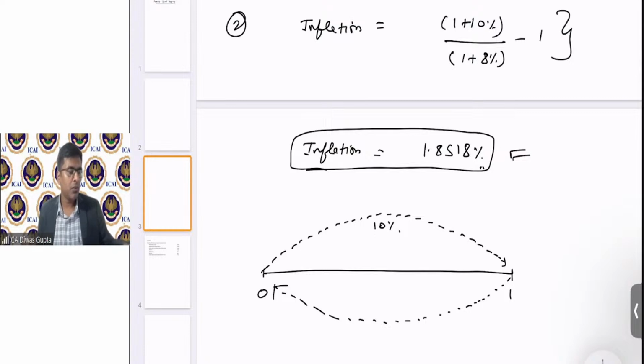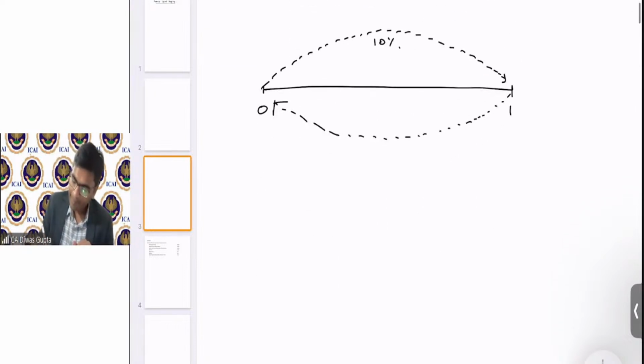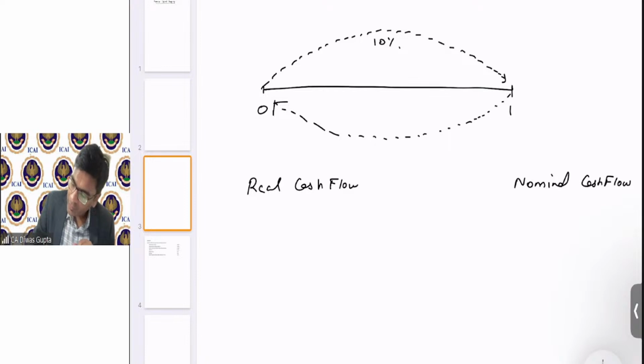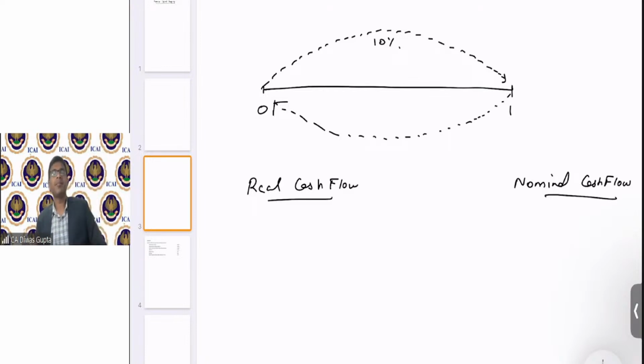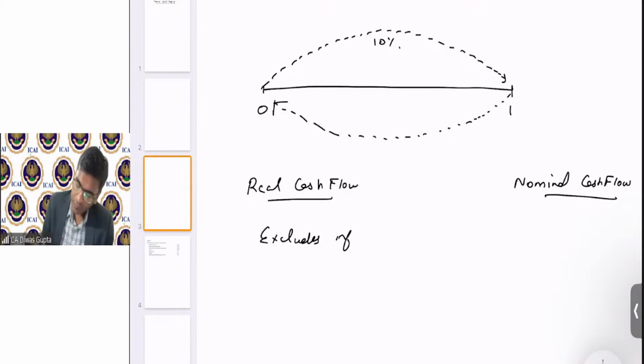Now, if you think it from a cash flow perspective, till now we have discussed interest rates, right? Real rate, nominal rate. If you talk about real cash flow, nominal cash flow, the concept remains same. Real cash flow is something that excludes inflation, and nominal is something that includes inflation.